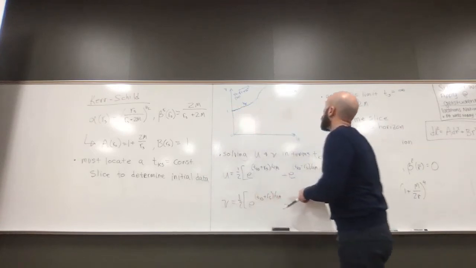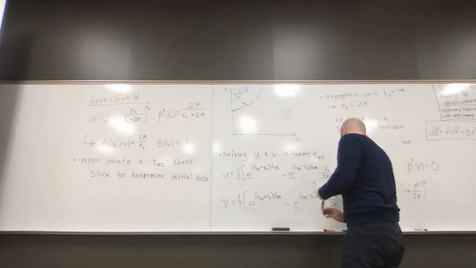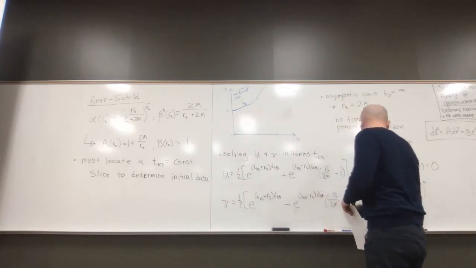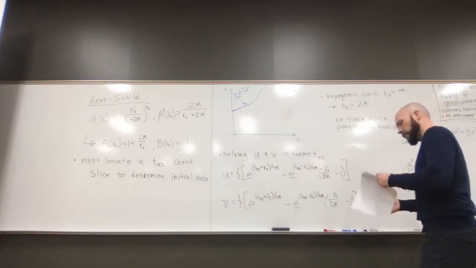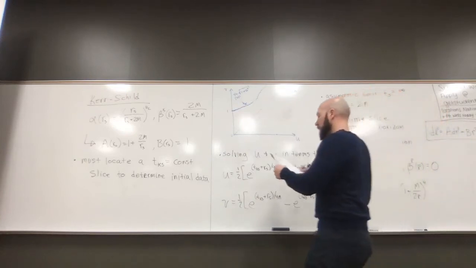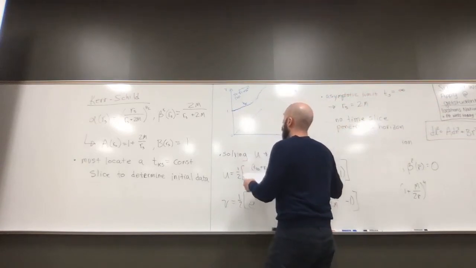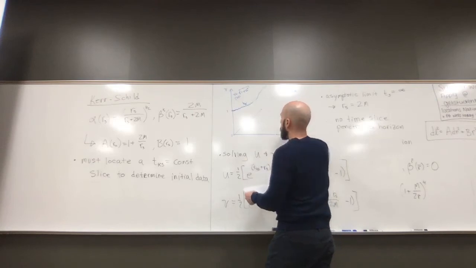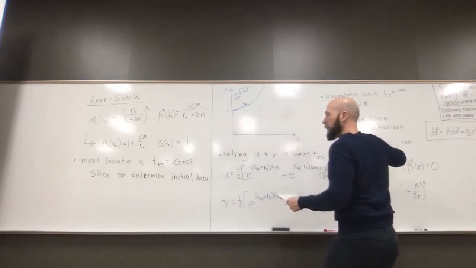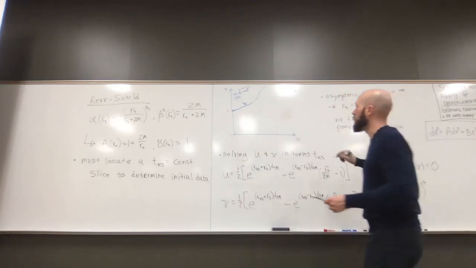In this case, the slices of constant time are going to look something like this. Every time slice is going to penetrate the horizon and it's going to reach the singularity.